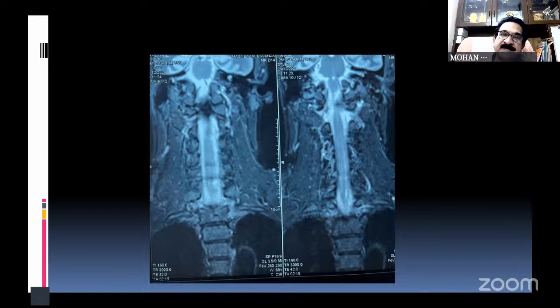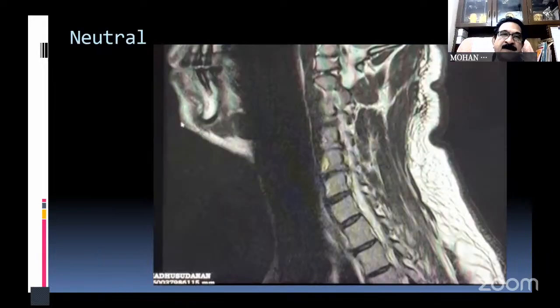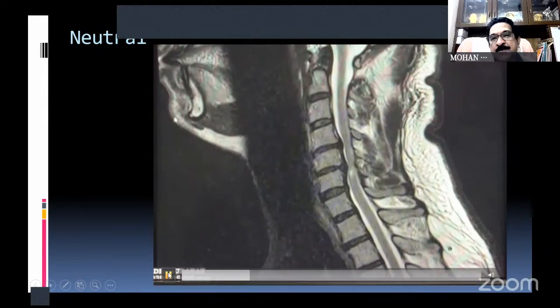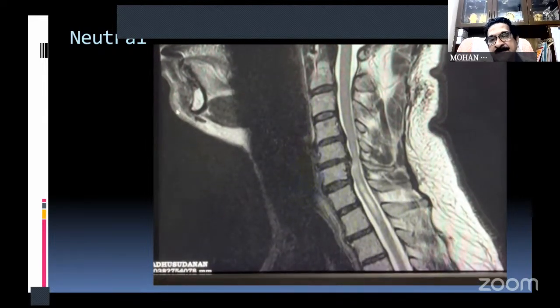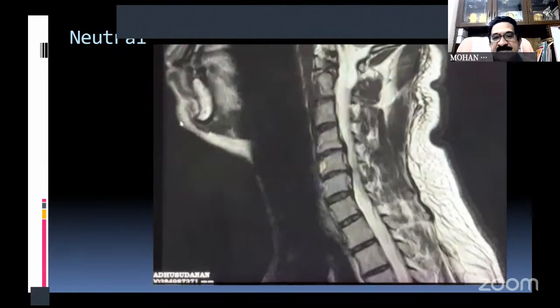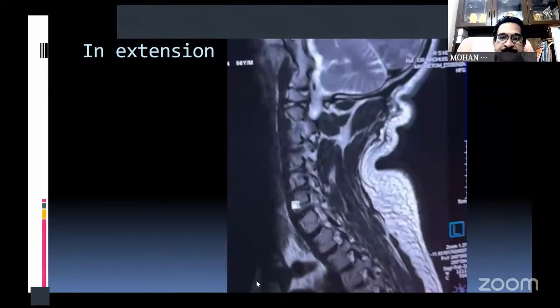This is the coronal cut. This is the site of compression. I will show the video of that. This is the neutral. The hyperintensity is seen even before that. Then this is in extension.